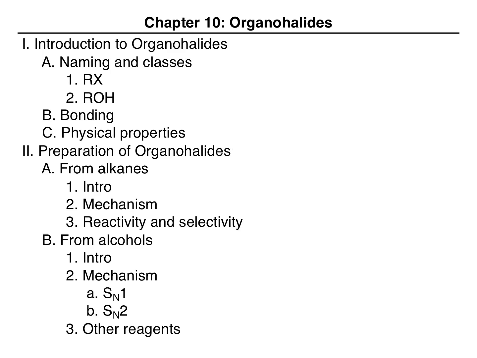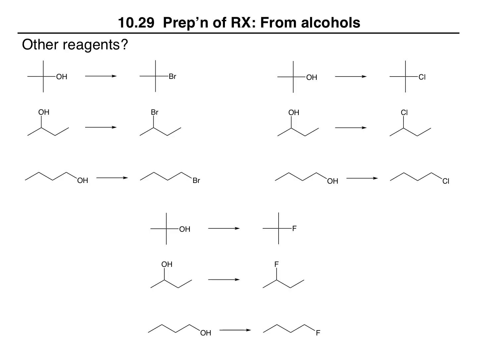In this video, we're going to look really quickly at a few other reagents that can be used for the preparation of organohalides from alcohols, and then we're just going to summarize overall the preparation of organohalides. If we have an alcohol, we can treat it with HBr to form the alkyl bromide. However, while this reaction proceeds relatively quickly, this reaction is slower and this reaction is much slower.